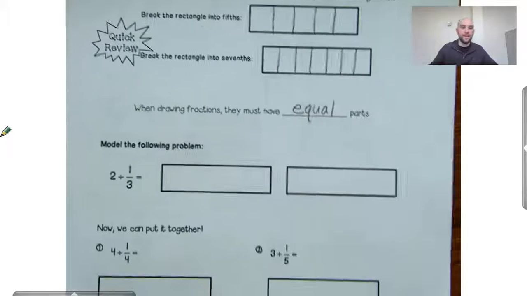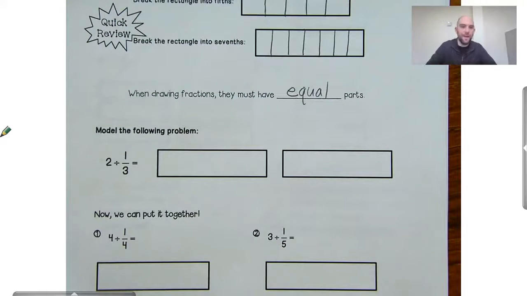So getting into our lesson here, it says modeling the following problem. 2 divided by 1/3 equals. Now, 2 divided by 1/3 might sound kind of weird at first to you, because normally when we're dividing, we're splitting something into equal groups. Well, how am I going to split 2 into 1/3 equal groups? That doesn't make any sense. Well, I'm going to make this into kind of a word problem.